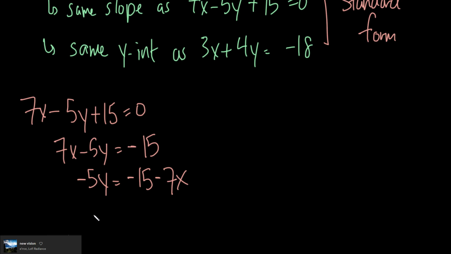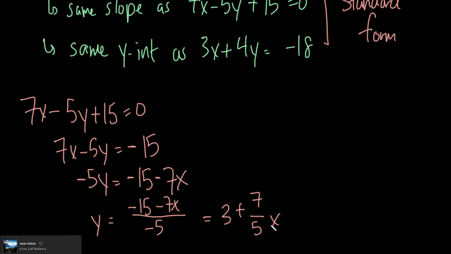So I'm left with negative 5y equals negative 7x minus 15. I'm going to divide both sides by negative 5, which means we are left with 15 divided by 5, which is 3, and then simply positive 7 over 5x. So therefore it's y equals 7 over 5x plus 3, which means I know my slope here is 7 over 5.